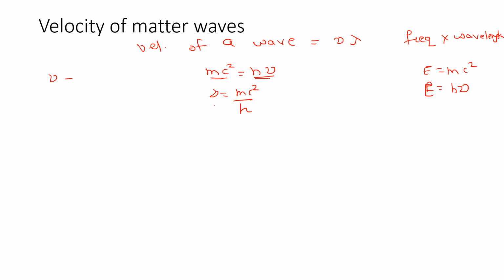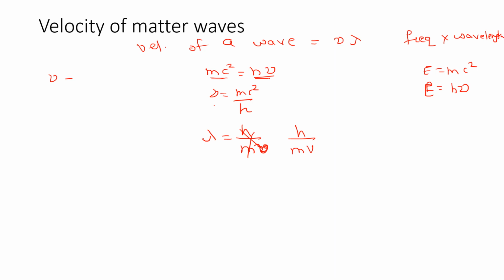Now the same thing we will apply to a matter particle of mass m also. And by the de Broglie hypothesis for matter waves, this lambda is equal to h upon mv. Lambda is equal to h upon mv.